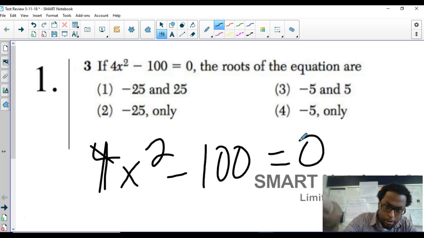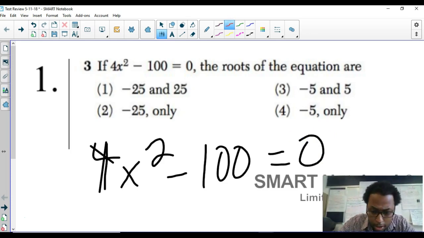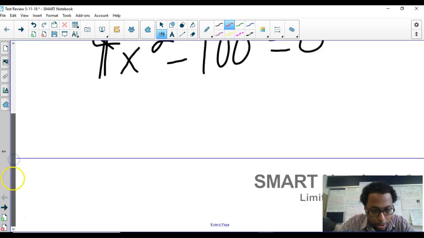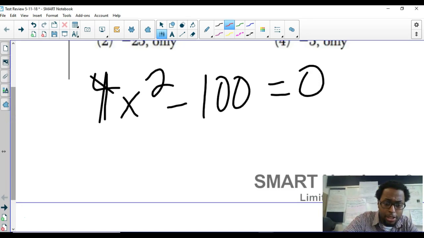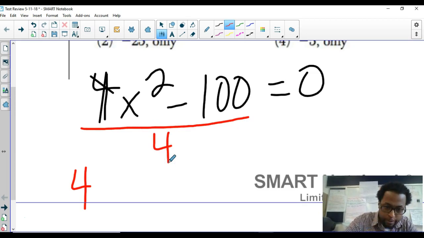Okay, so our first step, and I actually think it's important, you have to see if there's a greatest common factor somewhere here. So I'm going to look, oh, I realize there's a greatest common factor. Our greatest common factor is actually 4. So with that being said, I'm going to divide by 4.